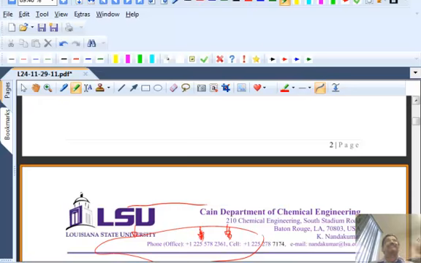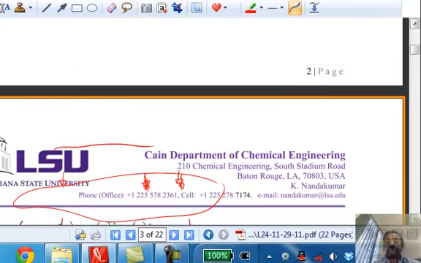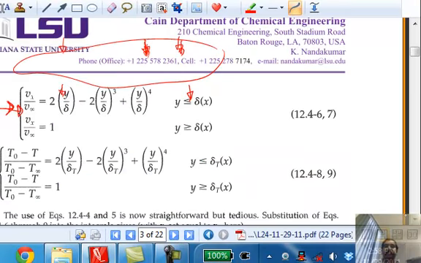Okay. Even though I've not given you a lot of assignments on these, you should be able to handle one common integral method, either for velocity profile or for thermal or for concentration problem. Okay, so study this, please.